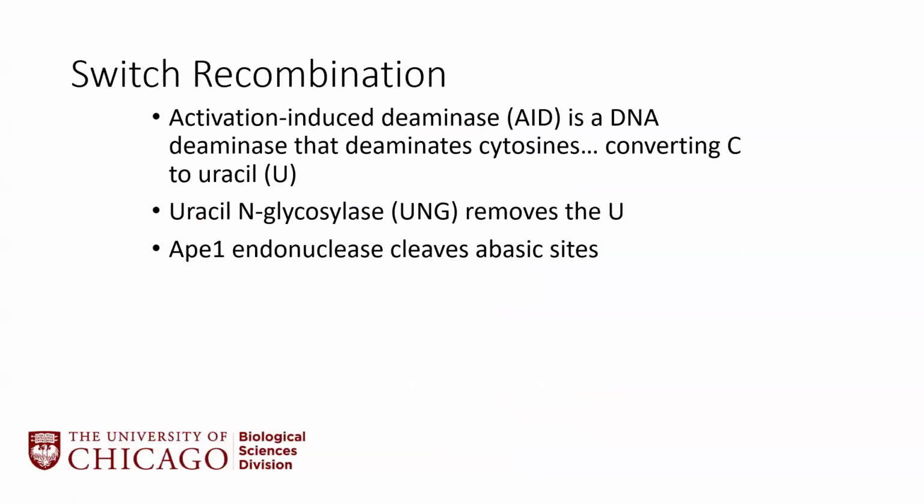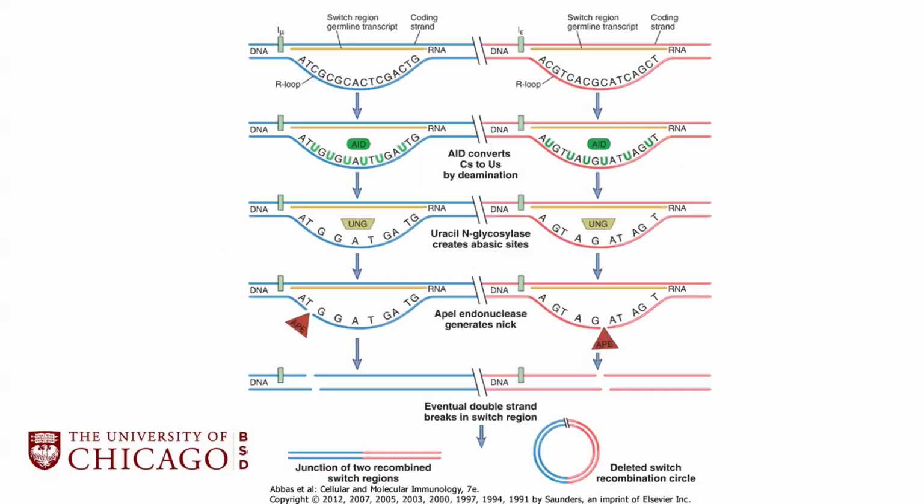Okay, so activation-induced deaminase, or AID, is a DNA deaminase that deaminates cytosines, converting them to uracil. So convert C to U's. I don't think you need to commit that to memory. And then there's something that pops out the U's. And then there's something called an APE1 endonuclease that cleaves the abasic sites. And this process is very, very similar to what we already saw in T cell recombination.